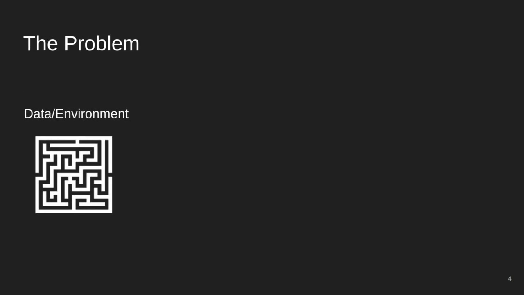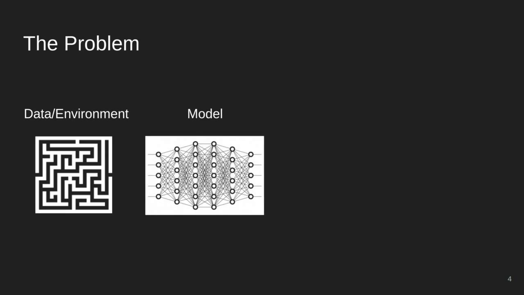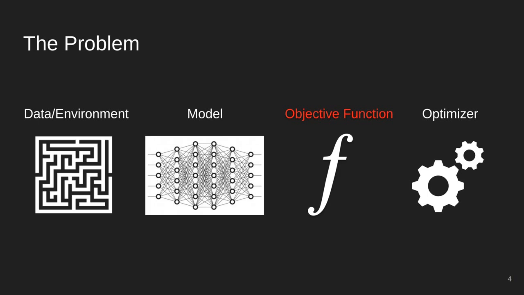Let's get a better understanding of the problem. So in ML task, we have 4 main pieces: data or environment in case of RL, the model, the objective function, and optimizer. The focus of this work is on objective function, but more specifically, the role of objective function in helping learning representations and basically taking actions in an environment. So it is tightly related to the model and data or the environment as well.